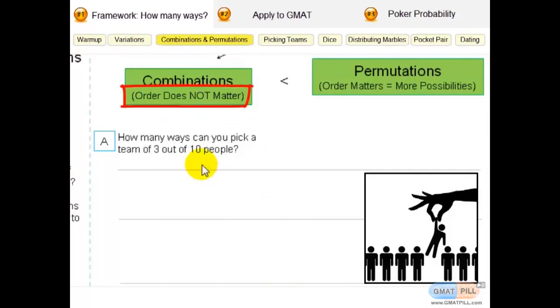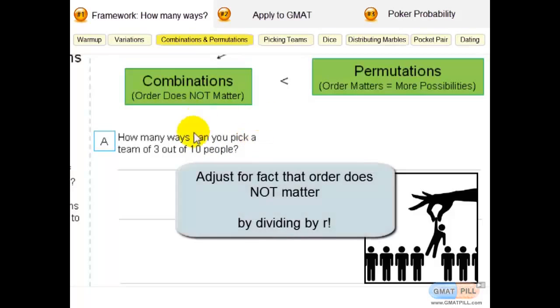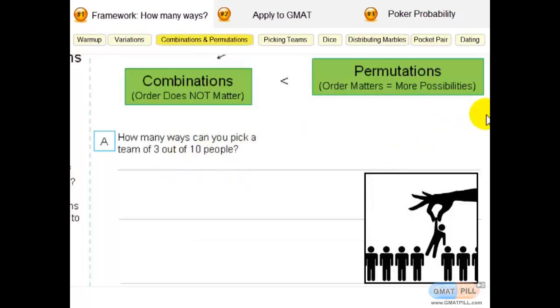If you pick 10 people and you pick players number 1, 2, 3, then it doesn't matter if you pick 2 first, or 1 first, or 3 first. It doesn't matter. That is the same team of the same 3 people. So that's why order does not matter. And in these cases, you have to adjust for the fact that order does not matter by dividing by 3 factorial. Now, how do you word this question so order does matter?